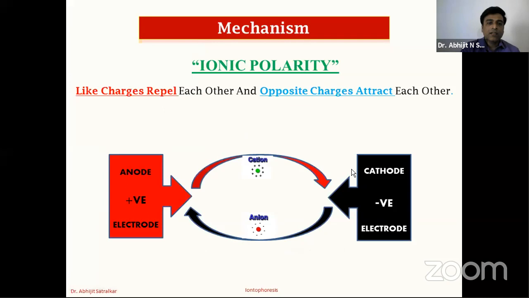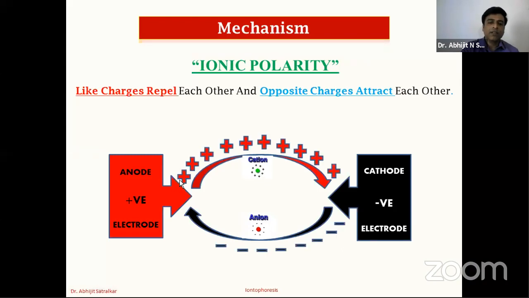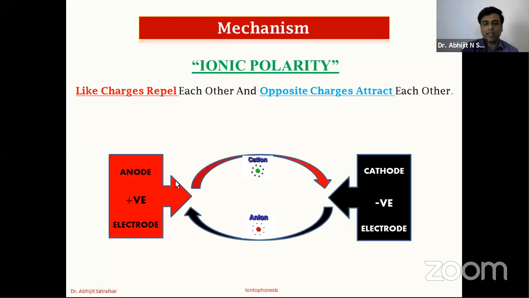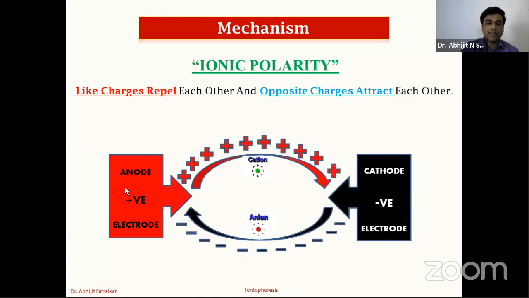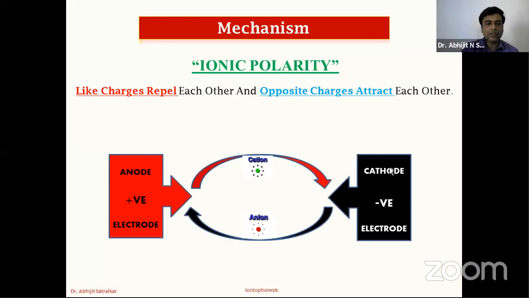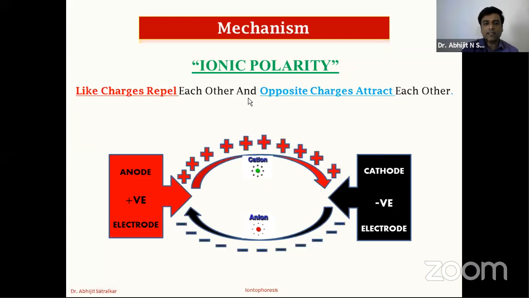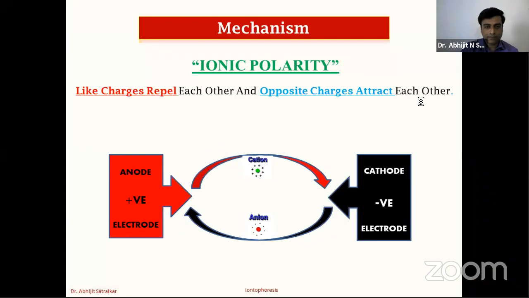Now if we see in our day-to-day electrotherapy, we denote the anode with a red color, which is a positive electrode, while the cathode is a black electrode, which is a negative electrode. These positively charged ions are the cations, while the negatively charged ones are the anions. So what will happen whenever the potential difference is applied across the two electrodes? Once the anode is positive, the anions are going to get attracted towards the anode, while the cations are going to get attracted towards the cathode. So again, like charges repel each other and opposite charges attract each other.